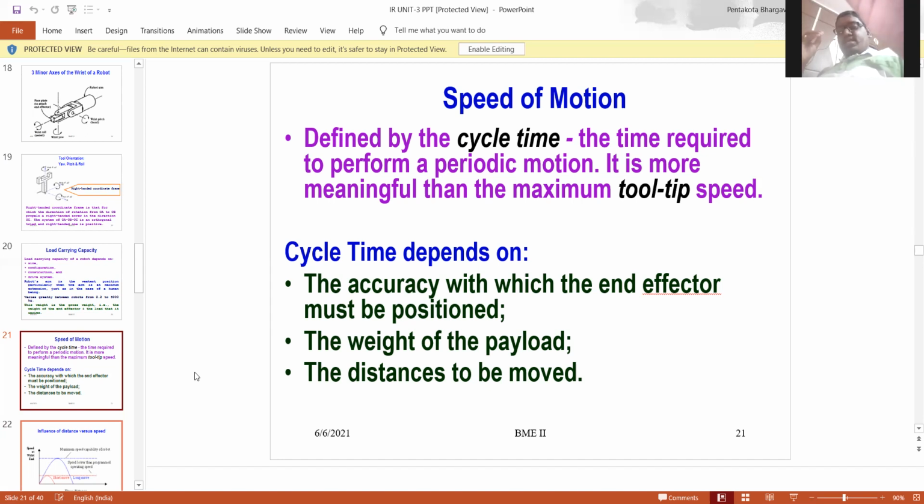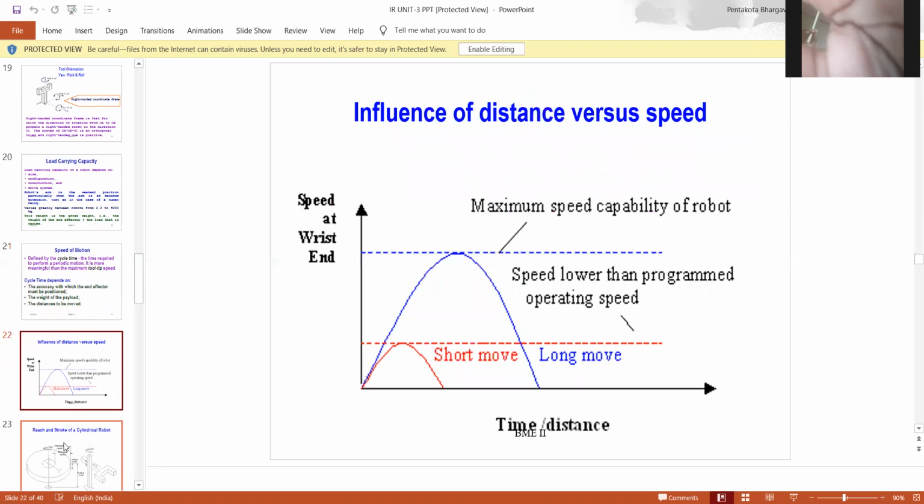Next, the weight of the payload: how much weight can be loaded, for example, as in the previous slide, 2.2 kgs to 5,000 kgs can be lifted. So that is the payload. Next, the distance to be moved. How much distance? In the starting orientation in the year 1956, the robot could move 0 to 12 feet. So that is the position. Next slide.